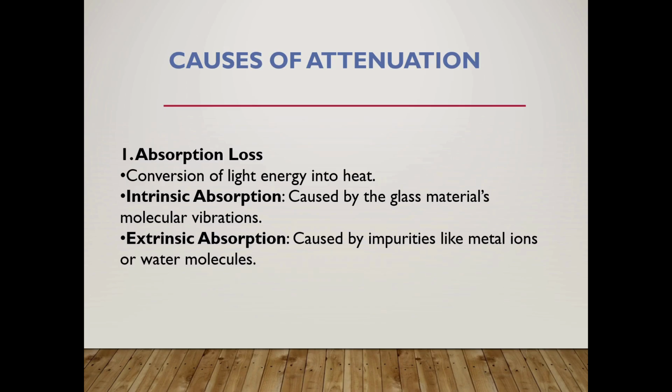The second type is extrinsic absorption. This is caused by external impurities, such as metal ions like iron, copper, or water molecules trapped during the manufacturing process. Although modern manufacturing techniques have significantly reduced impurities, absorption remains an unavoidable part of attenuation.